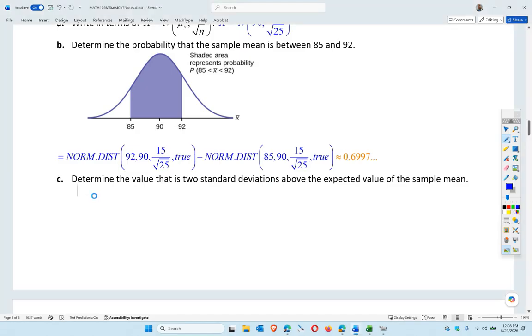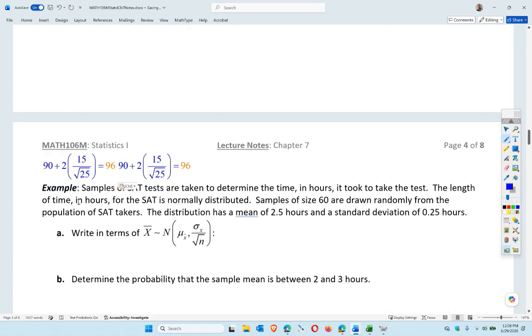So this should be labeled 96 something, but I don't know what these somethings are. What the hell's going on?